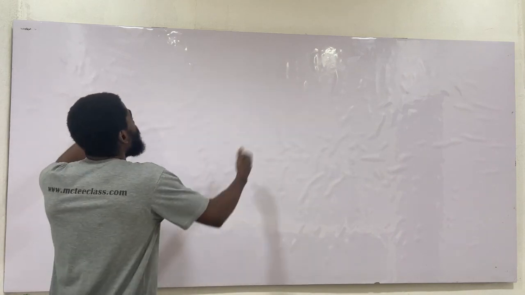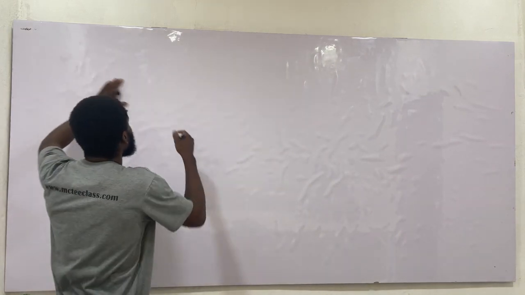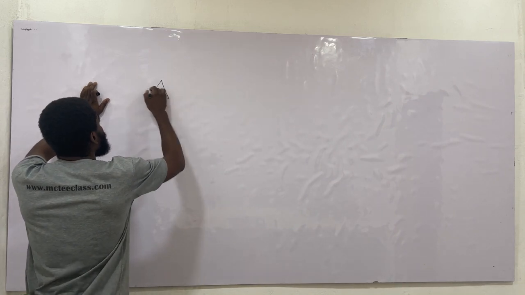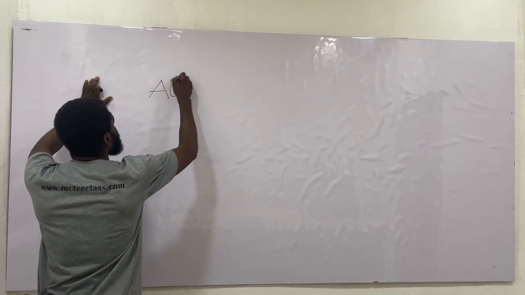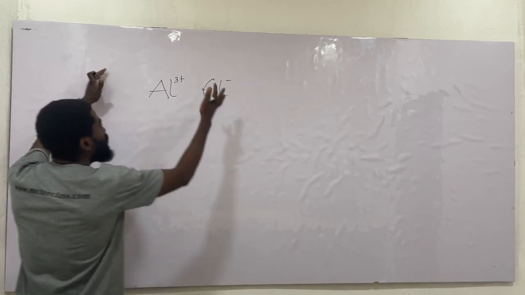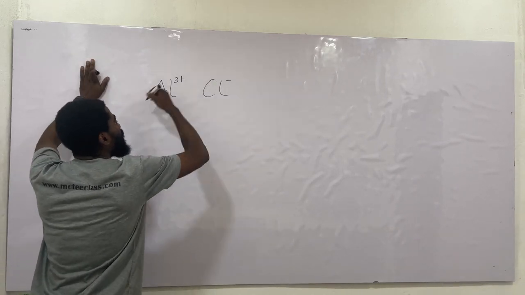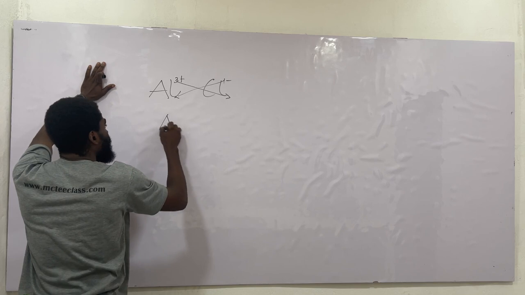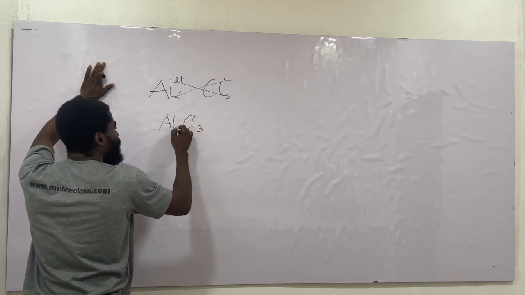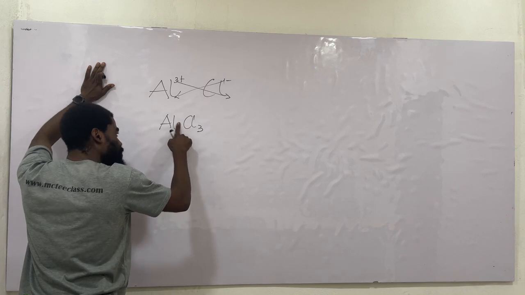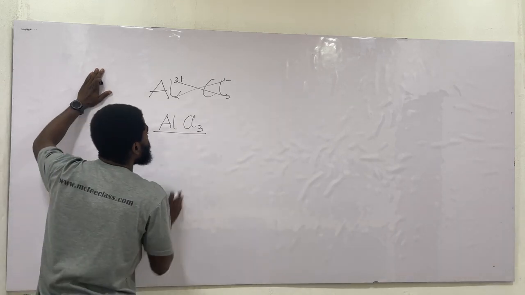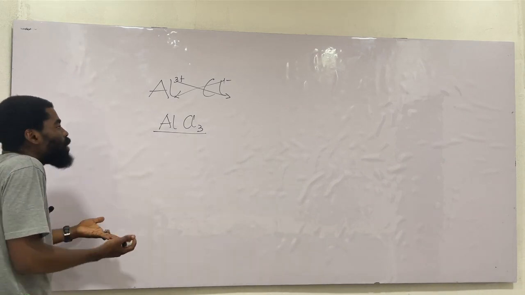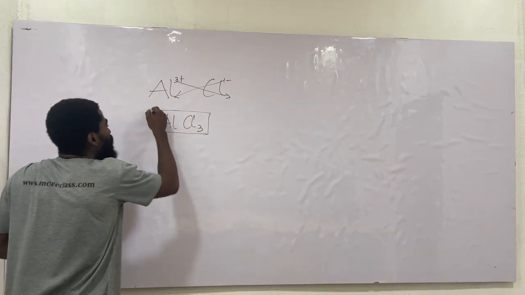Before we learn how to name chemical formulas, let's recall how to form them. For aluminum chloride, we have Al3+ and Cl-. For them to form a compound, we interchange their valences. The valence of chlorine is 1, so we interchange the valence here and this one drops. So we get Al then Cl3. The 1 drops here, but they can't cancel, so we leave it that way. So we just write AlCl3, aluminum chloride.